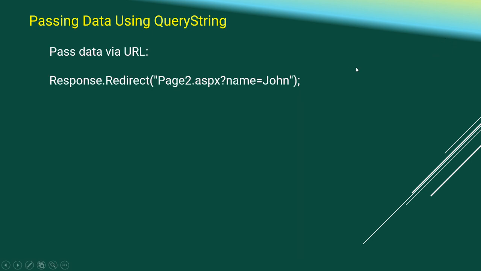You can pass simple data between pages using query strings. For example, redirect to page2.aspx with a name parameter appended. On the destination page, retrieve it with Request.QueryString["name"].